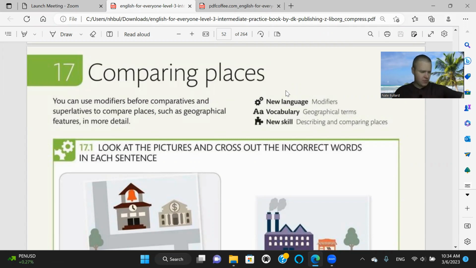All right, comparing places. So we're going to use something called modifiers, and we're also going to use comparatives, and we're also going to use superlatives.